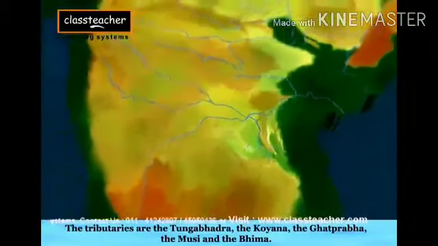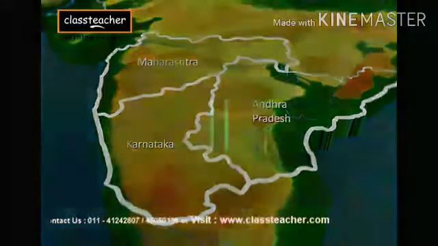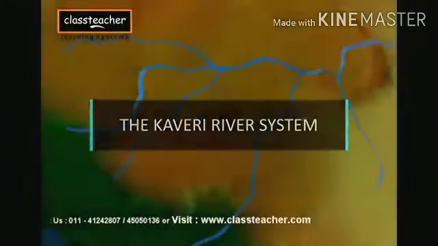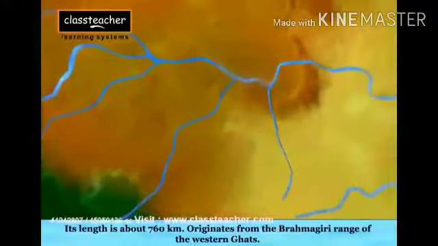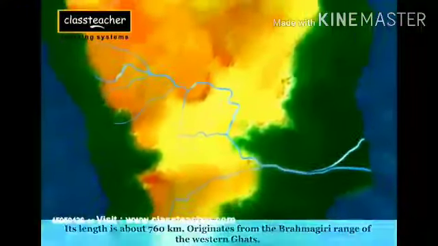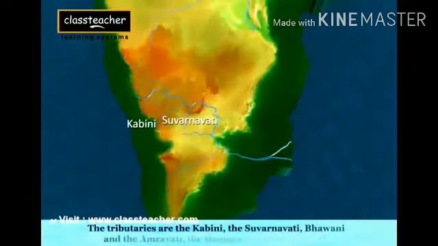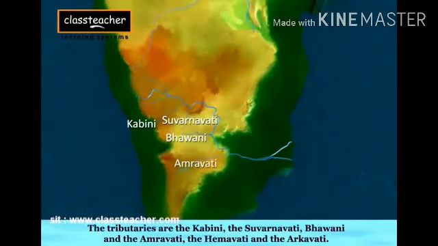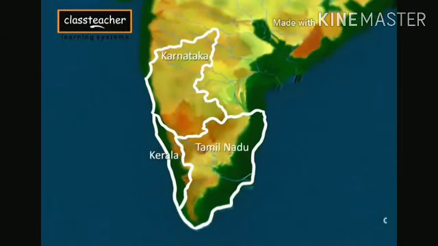The Krishna basin covers parts of Maharashtra, Karnataka and Andhra Pradesh. The Kaveri river system. The Kaveri rises in the Brahmagiri range of the Western Ghats, flows for about 760 kilometers and reaches the Bay of Bengal. It is joined by the Kabini, the Suvarnavati, Bhavani and Amravati, the Hemvati and Arkvati. The Kaveri basin covers parts of Karnataka, Kerala and Tamil Nadu.